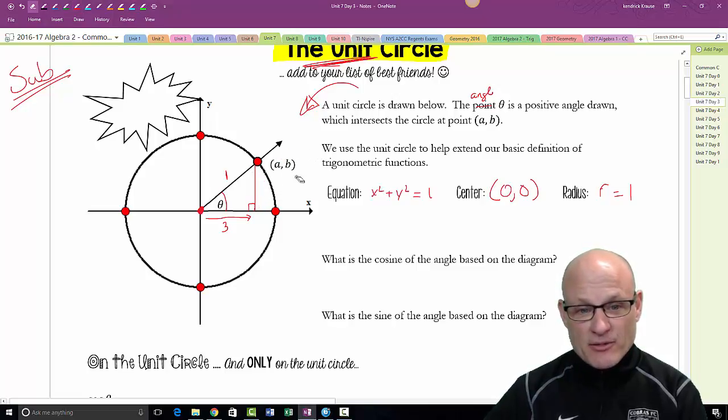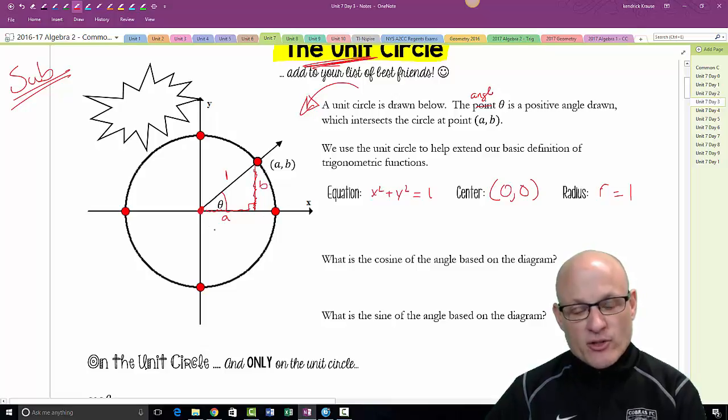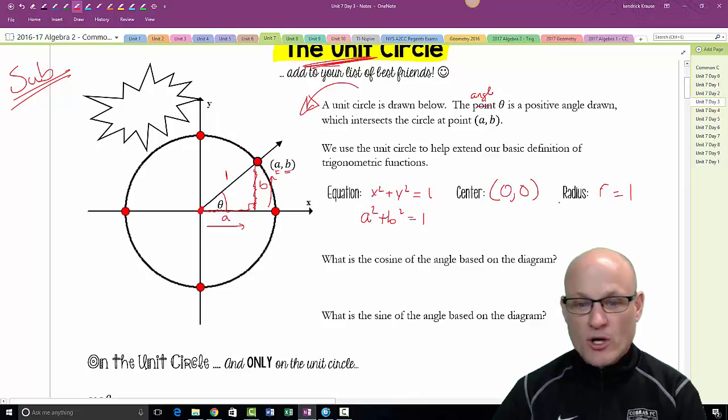But I didn't come out 3, 4. I came out (a, b). So this length right here is a. I came over a. And this distance here is b. I went to the right a and up b units, which is why we're at the point (a, b). So instead of using x squared plus y squared, I could also do a squared plus b squared equals 1 squared, which is just 1.